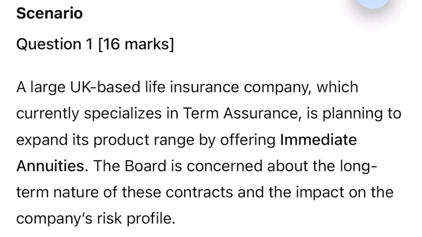Section 1. What we are analyzing. In this scenario, we are looking at a company shifting from a product where they pay out if someone dies too soon, term assurance, to a product where they pay out as long as someone stays alive, annuity. The analysis covers 1. Risk profiles. Why an annuity is essentially the opposite of life insurance.